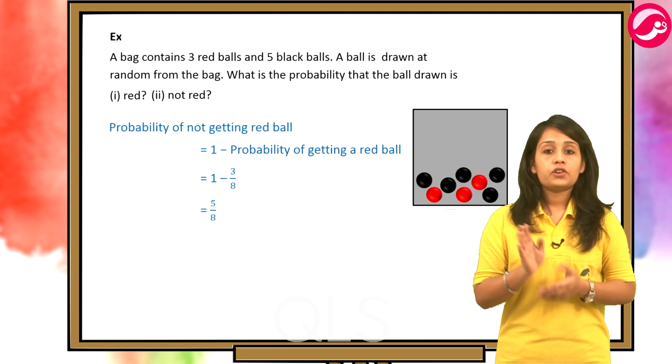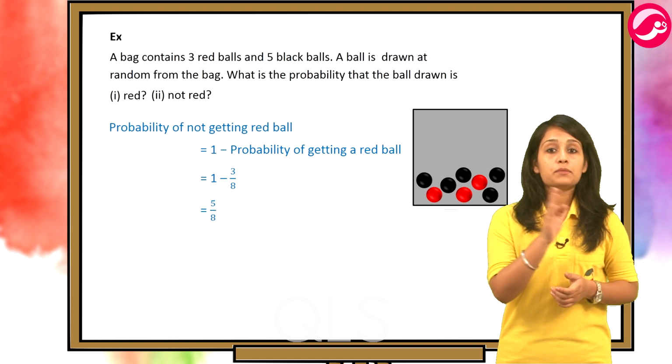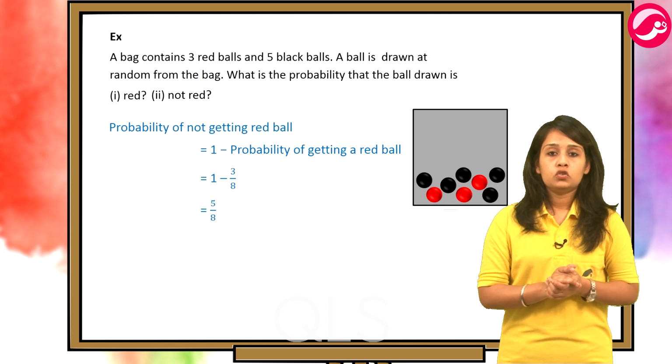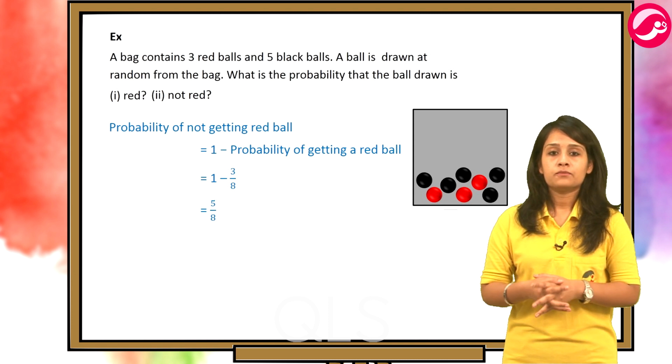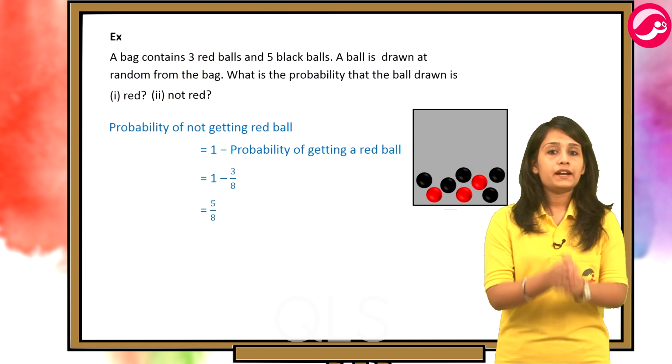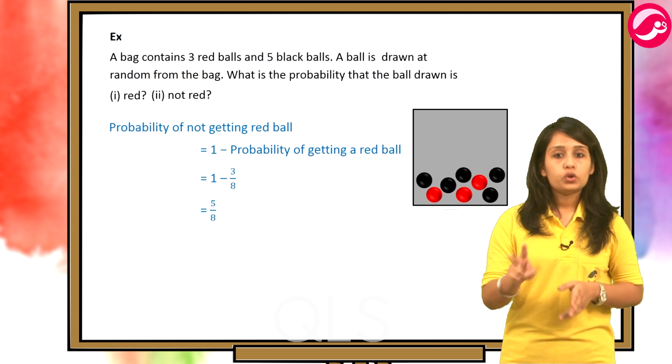The probability of getting a not red ball will be equal to 1 minus the probability of getting a red ball. So, which is equal to 1 minus 3 by 8, that is 5 by 8. This is also the probability of getting a black ball, since the bag has balls of only 2 colors, red and black.